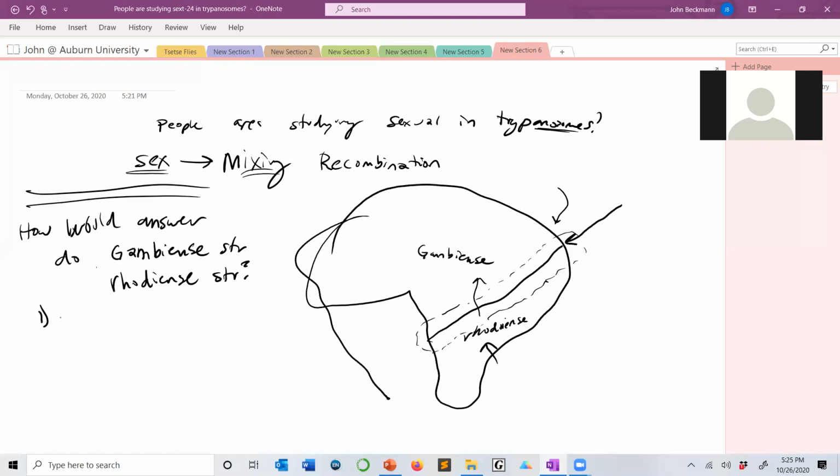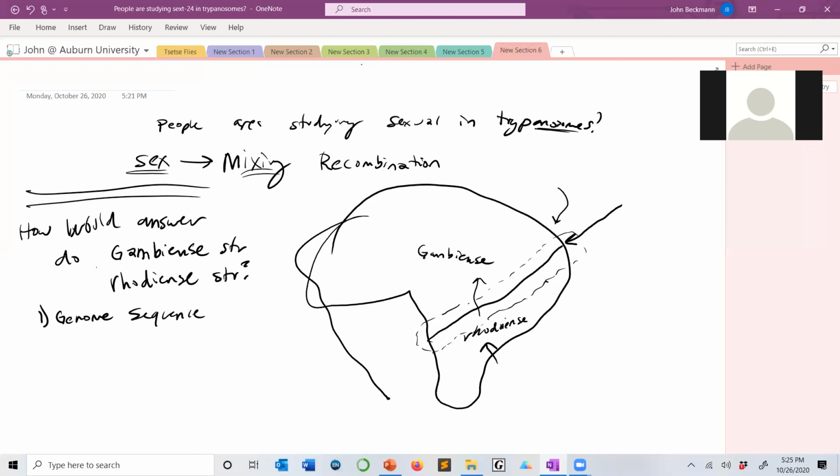You could probably do it by looking at mitochondria, but I'm thinking more broadly. So first, what do you sequence? Sequence what? Well, let's sequence the whole genome. Let's just say we're going to straight up sequence the whole genome. But what will we sequence? Genome sequence of what? Yes, the two original strains.